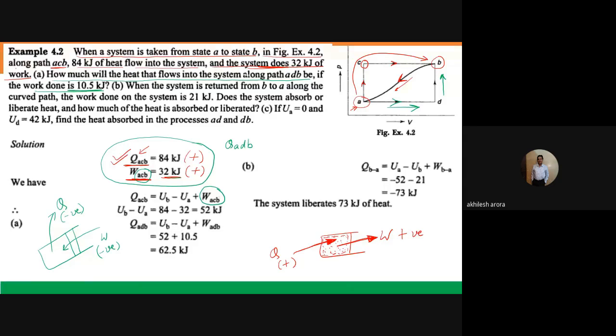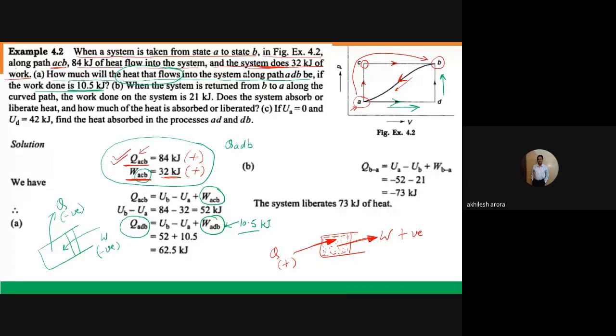No, no. We are given this value, WADB. This value is 10.5. This value is given to us. So basically, just try to understand it. Now, we have to calculate the heat that flows into the system. So we have to calculate this value, QADB. That is what we have to calculate.